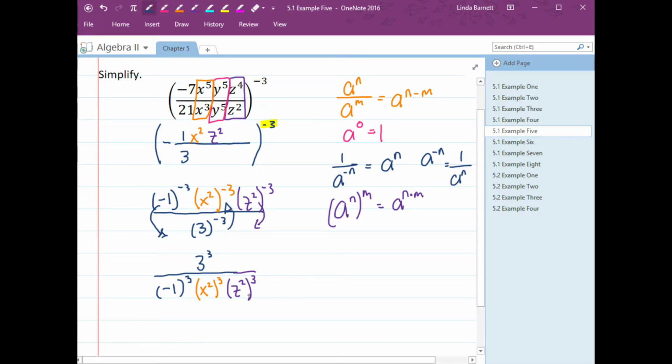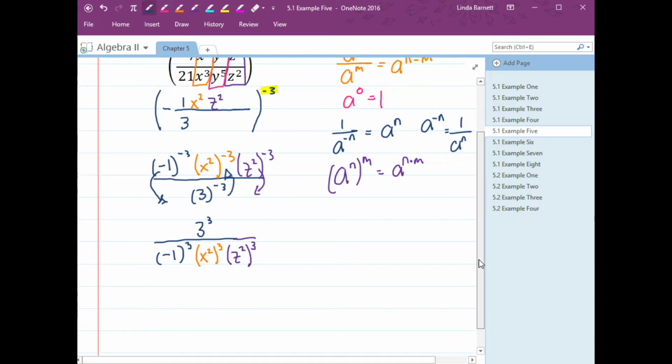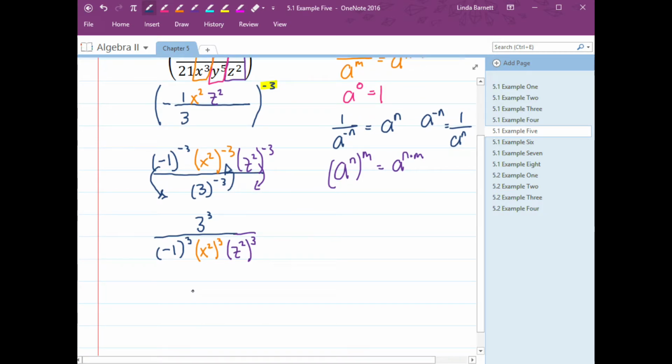So let's deal with the numbers. 3 cubed is 27, so that's what we're going to have on top, over negative 1 cubed, which is going to be negative 1. And then we deal with our power rule. X squared to the power of 3, we multiply those together. 2 times 3 is 6. That's going to be x to the 6th. And then the z is going to be, again, 2 times 3, z to the power of 6. And this is the final answer. You probably don't have to write the 1, but it's not wrong if you do.